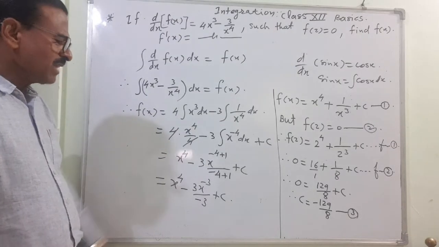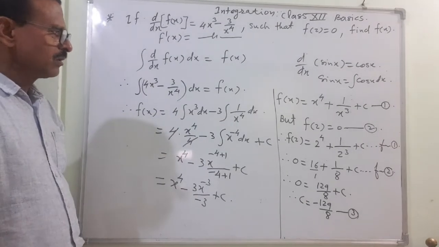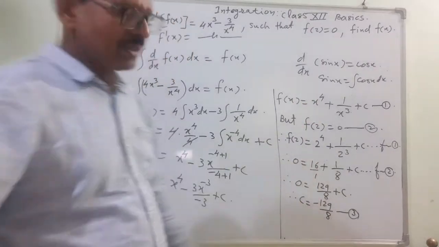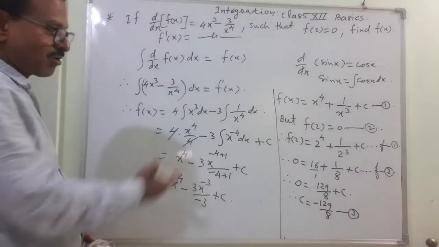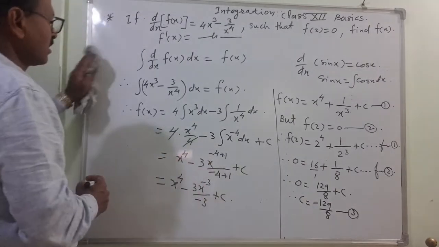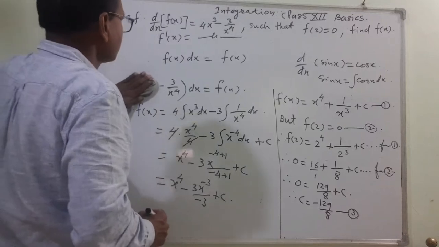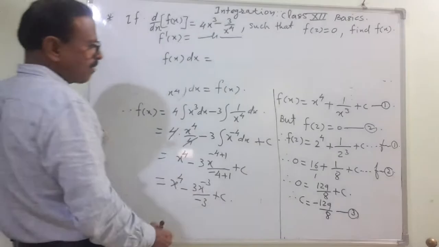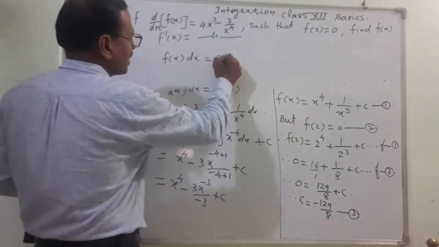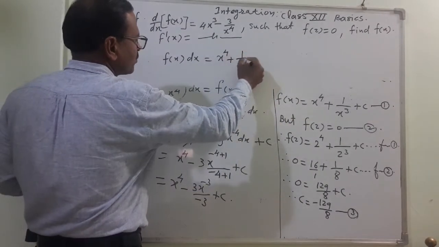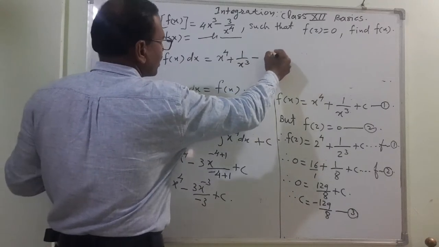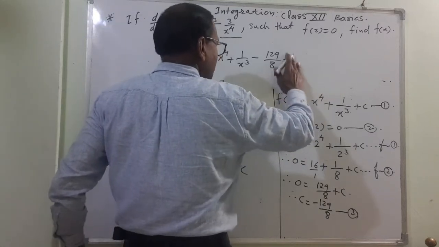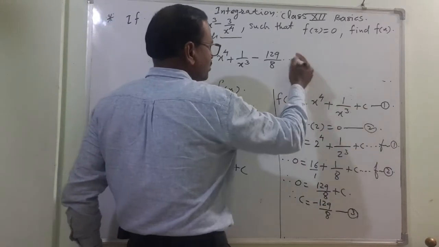So, now I have got the value of c. This value I will put in the function. So what is the function? This will be the function. So what is that constant? Constant is minus 129 upon 8. Therefore, f of x is equal to, from 1 I will take x raised to 4 plus 1 upon x raised to 3 minus 129 upon 8 plus the constant of integration c. C is over. The value of c I have substituted from 1.